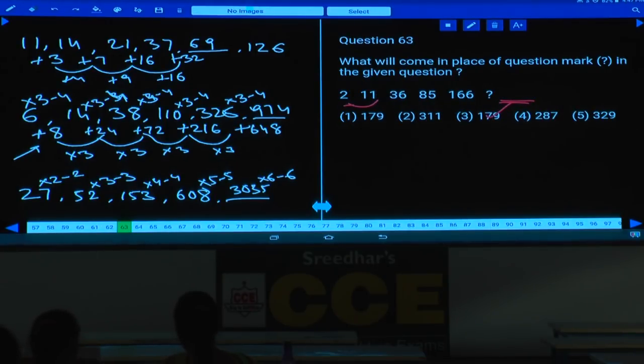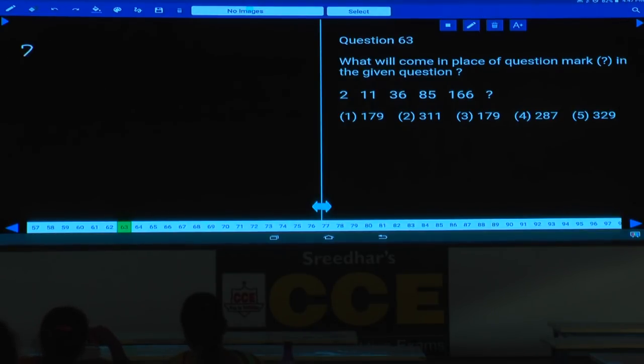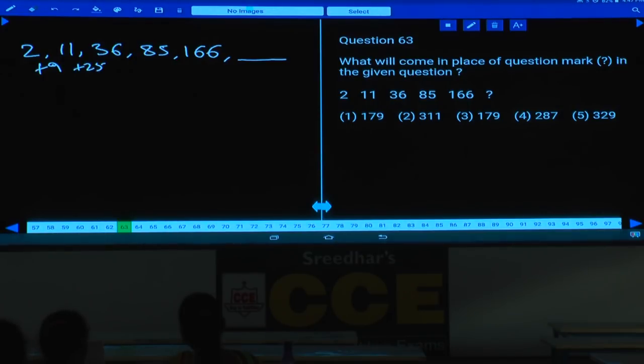Then 63. Now question number 63, 2 and 11. How to express this one? 2, 11, 36, 85, and 166. Then what should be the next one? 2 and 11, plus 9, and 36, 11 plus 25, and 36 and 85. What is the difference here? 49. And next one, 3 square, 5 square, 7 square.